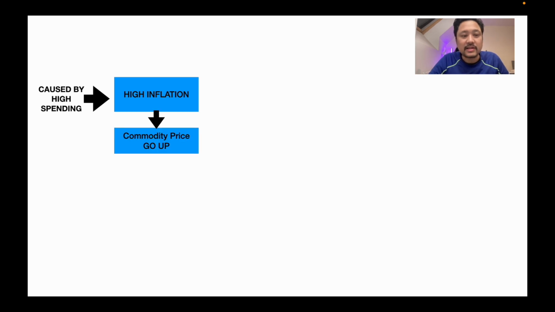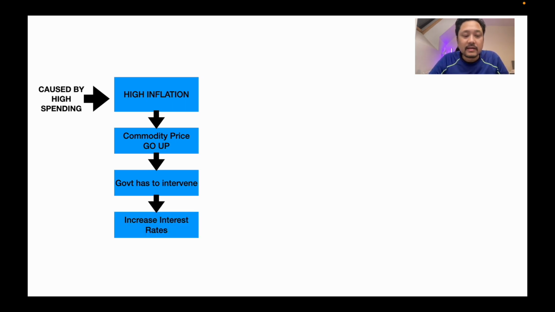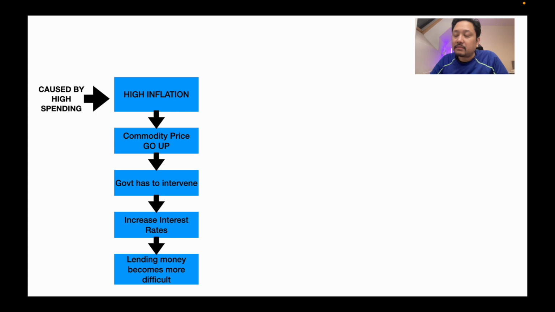So what happens is that when there is high inflation, the price of commodities goes up. When the price of commodities goes up to the point that prices are so high that they seem to be not very comfortably affordable, the government has to intervene by increasing the interest rate.